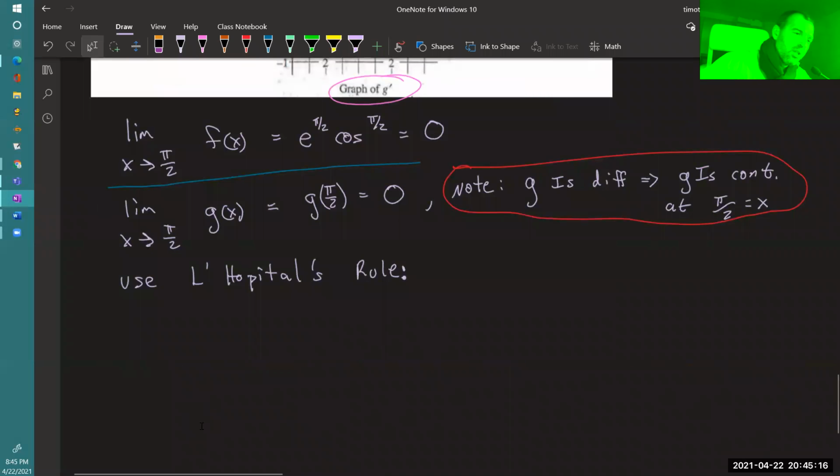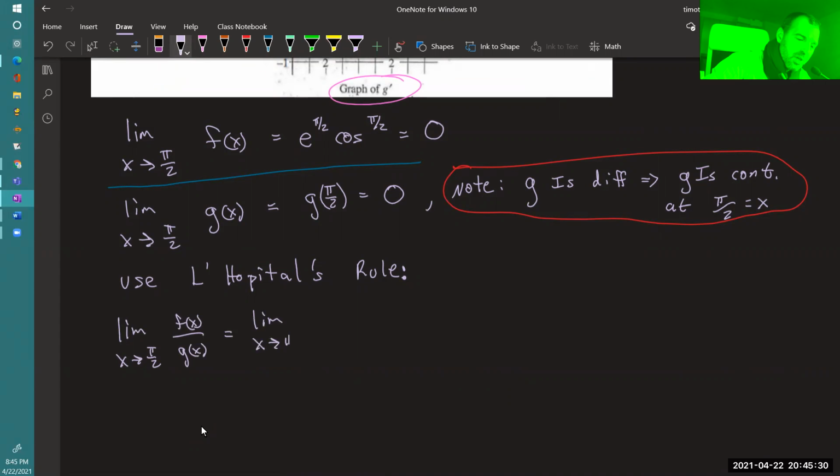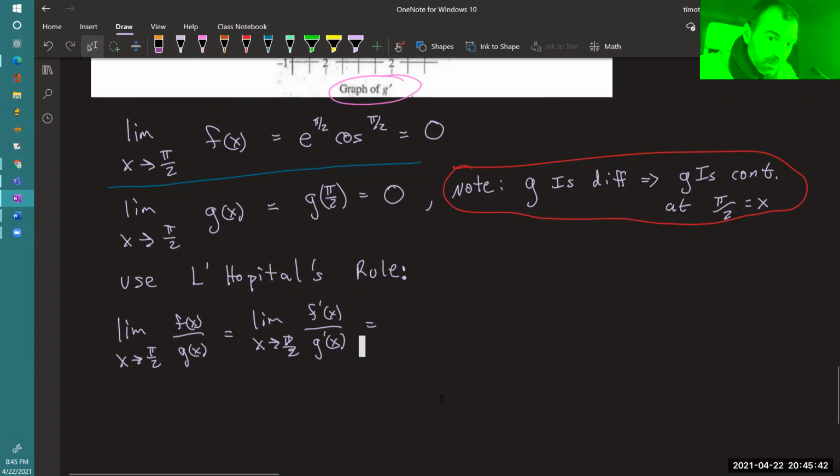So now, in order to use L'Hopital's rule, I can say that the limit as x approaches pi over 2 of f of x over g of x is equal to the limit as x approaches pi over 2 of f prime of x over g prime of x. And this one, I can actually now write out the numbers. If I get a 0 over 0, I'd have to rewrite every limit. Sometimes you have to use L'Hopital's rule twice, okay?